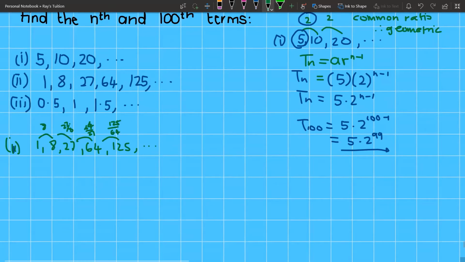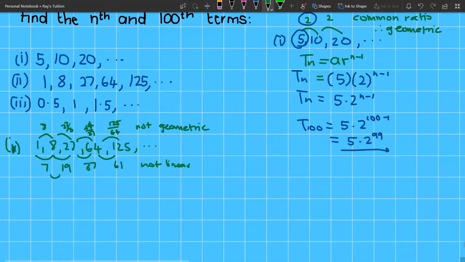So let us then look for a difference. 8 minus 1 is 7. 27 minus 8 is 19. 64 minus 27 is 37. And 125 minus 64 is 61. So we have no common first difference, so it's not linear. It's not geometric, because there's no common ratio. It is not linear because there's no common first difference.